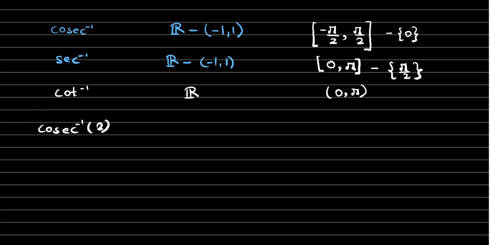Minus pi by 6. Same. Minus pi by 3. Minus pi by 3 is not the correct answer. Reason? It does not lie in our range. We have included in our range, so we have to add pi to it. So the answer will become 2 pi over 3. Okay? Understood?